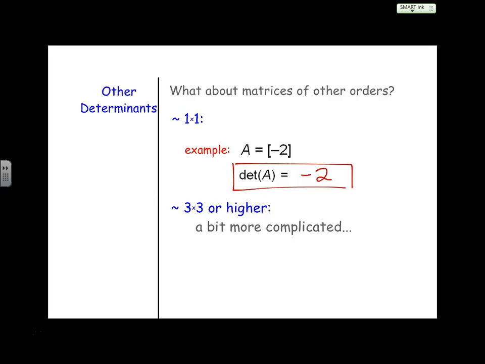Determinant of a 1 by 1 is technically himself. Determinant of a 2 by 2 is main minus opposite. Determinant of a 3 by 3 is a little bit more complicated, but there is a trick.